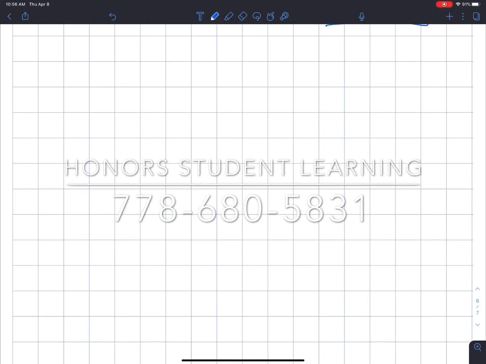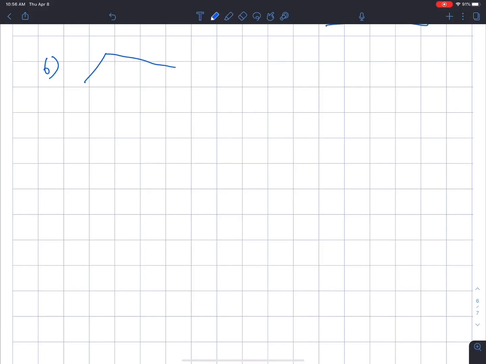Okay, moving on to question 6. So question 6, if we have a rectangular prism, we can say that the volume is length times width times height, because length times width is the base area, and then just times the height.